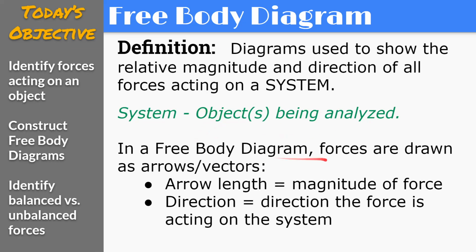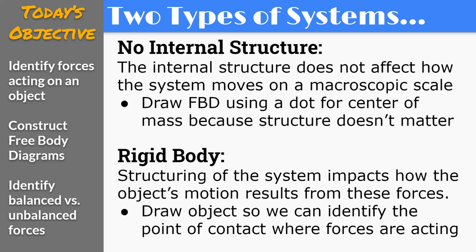In your free body diagram, forces are drawn as arrows or vectors. The length of the arrow shows you the magnitude of the force. So larger forces should have longer arrows. The direction of the force acting on the system will be shown by the direction that the arrow is pointing. Okay, so you're going to show these arrows of differing lengths, and they need to be pointing in the correct direction to represent the forces acting on the system. There are two different types of systems that we can have in this course. The first is a no internal structure system, and a no internal structure system means that the internal structure does not have any effect on how the system moves on a macroscopic scale.